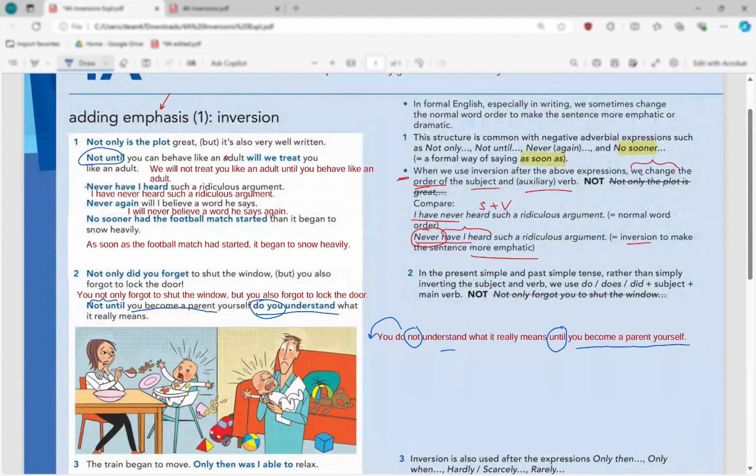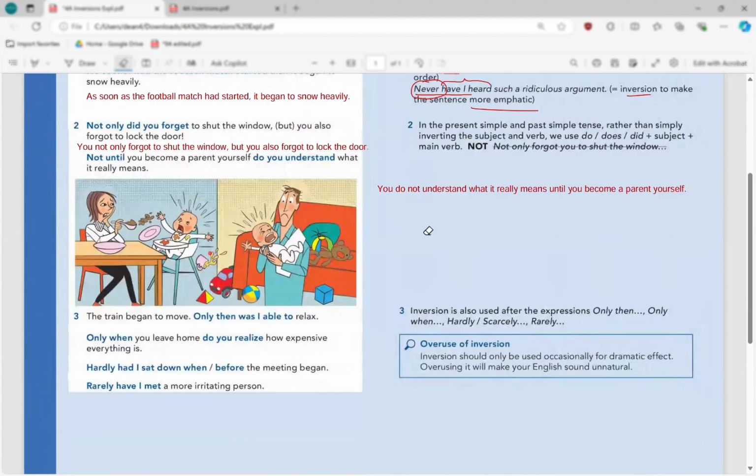Do, does, or did for past simple, we should use the way that we use to form questions. Right, guys? So point 2 is also clear, I believe. Now we're going to move to point 3. Point 3.